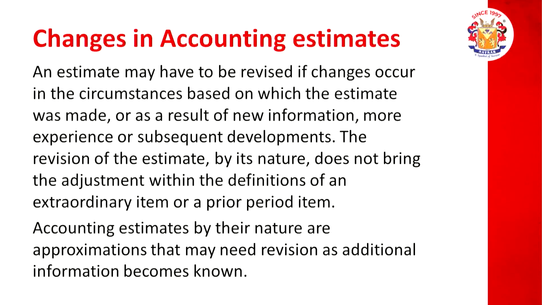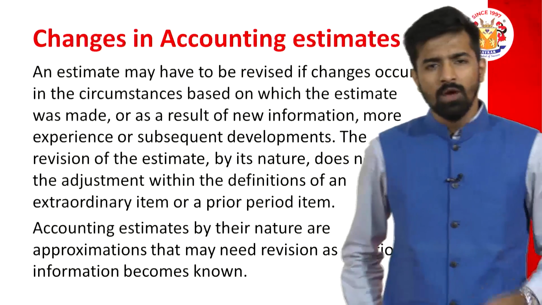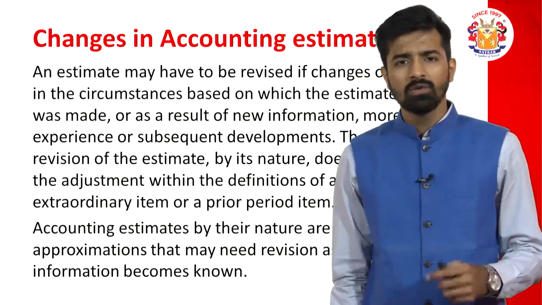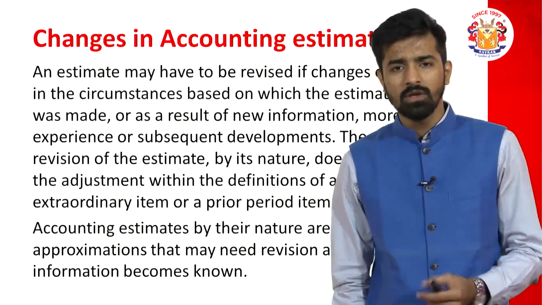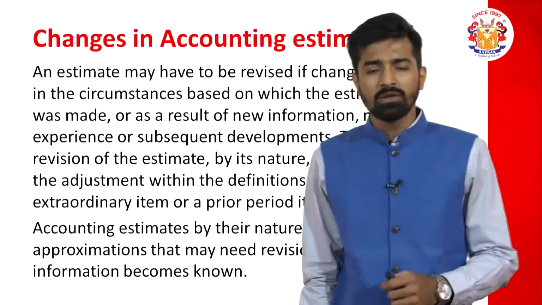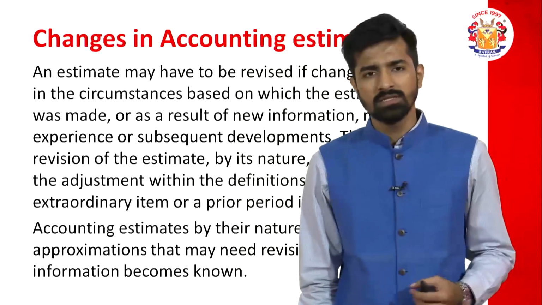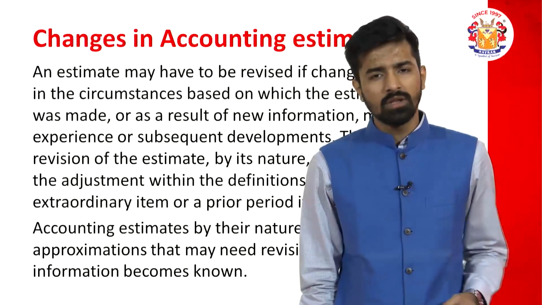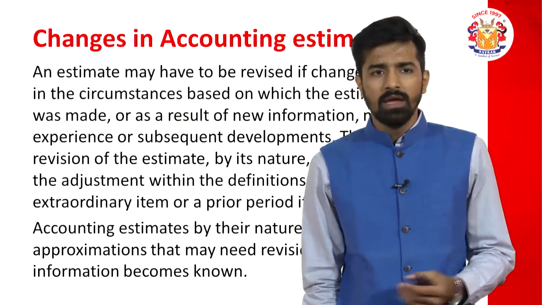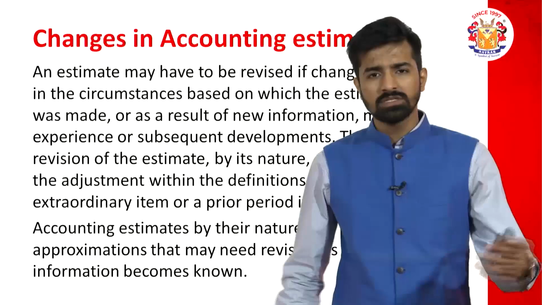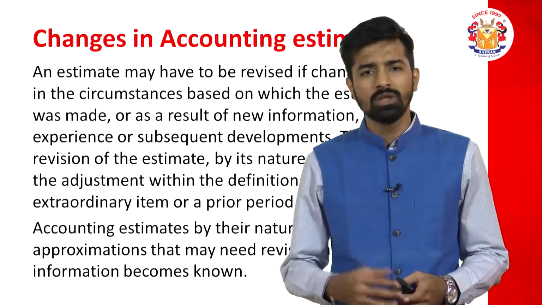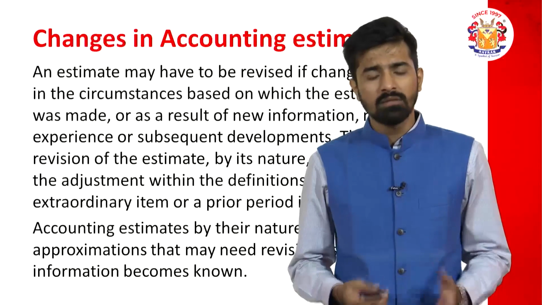So what AS 5 says is that we all know what a change in accounting estimate is. We know that changes in accounting estimate occur due to certain factors. But how do we classify a change in accounting estimate? Whether it is an extraordinary item or whether it is a prior period item. It definitely is not an extraordinary item. It's just a change in accounting estimate. It's a routine activity. But is it a prior period item? No.